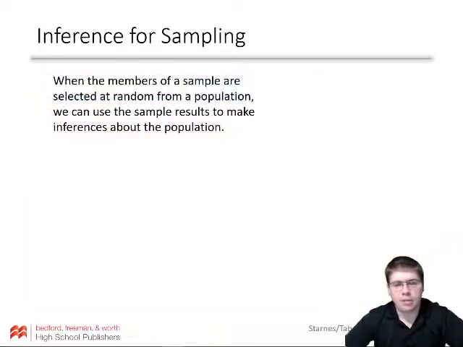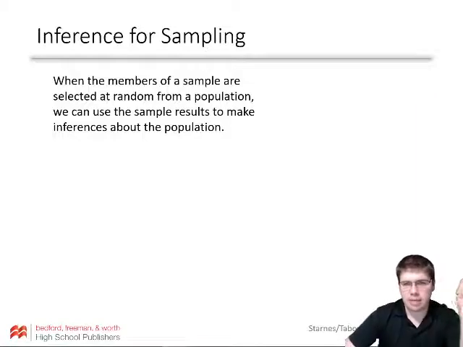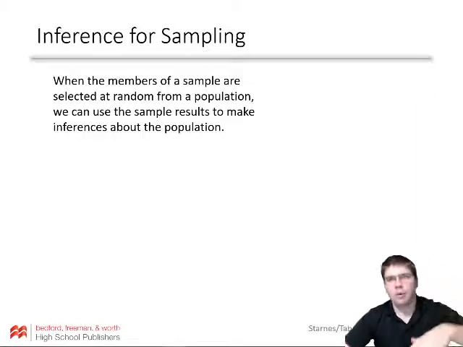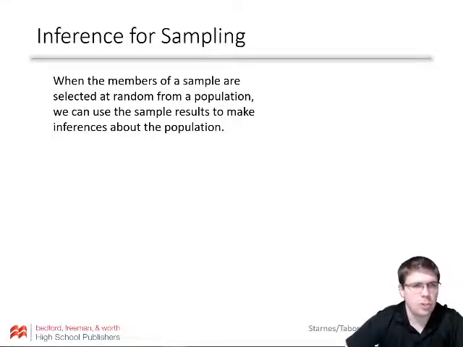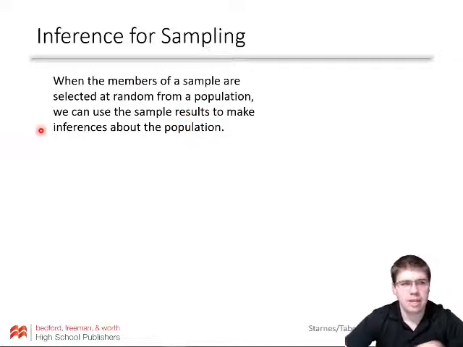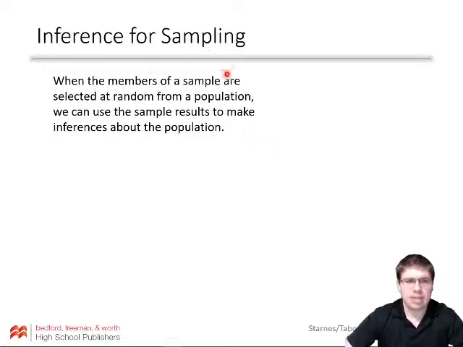All right, so inference for sampling. Inference is the idea of what conclusion can we draw? We're going to infer from our sample what we can infer about the population. When the members of a sample are selected at random from a population, we can use the sample results to make inferences about the population, as long as they were drawn from that population.